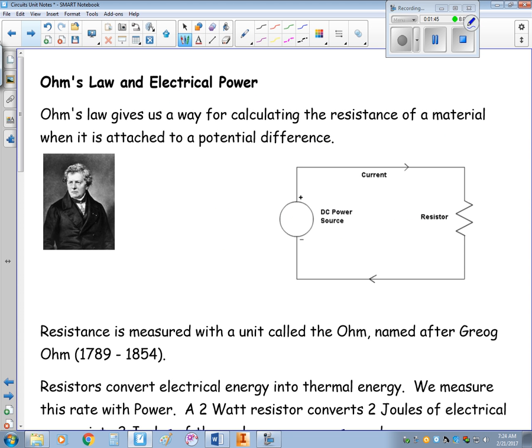All right, now let's go ahead and start talking about some of the mathematical models. First thing we're going to do is talk about Ohm's Law and electrical power. So Ohm's Law gives us a way for calculating resistances of a material when it's attached to some sort of potential difference or some sort of battery. So our battery would be our V, and then we have a current, I, flowing through the wire, and then we're going to have some sort of resistor, R. Ohm's Law tells us that the voltage of the battery, which we call EMF, equals IR. So this is V or EMF, if you will.